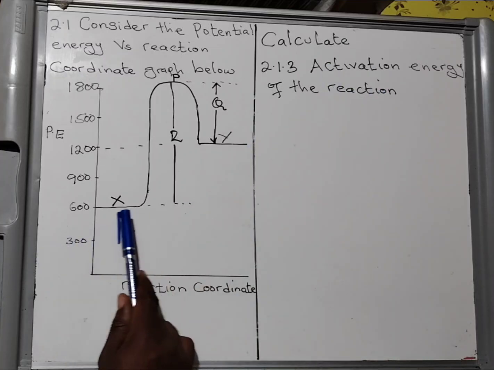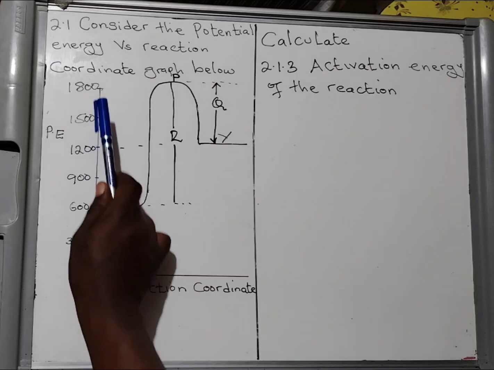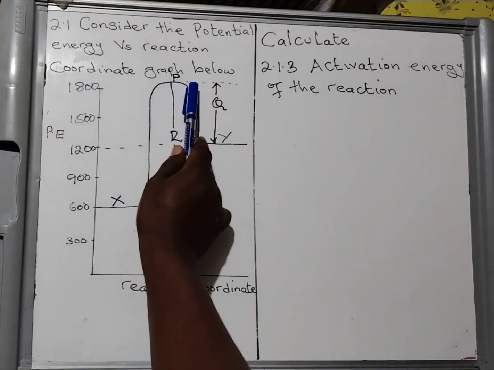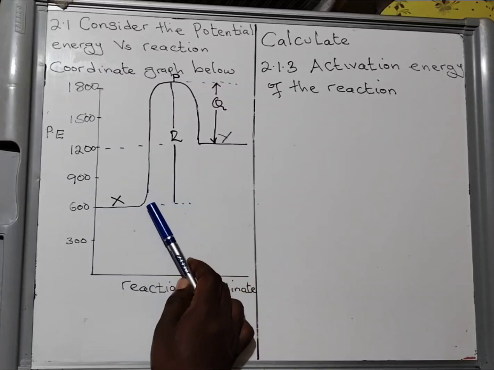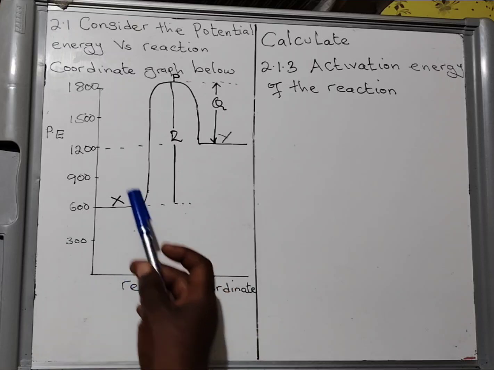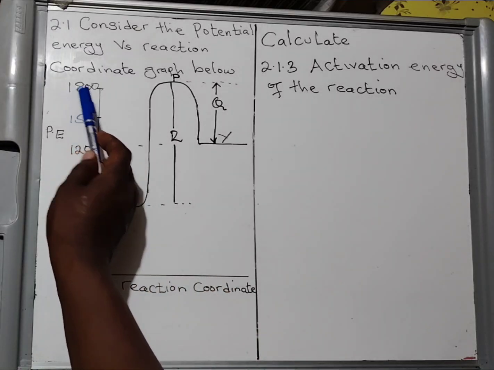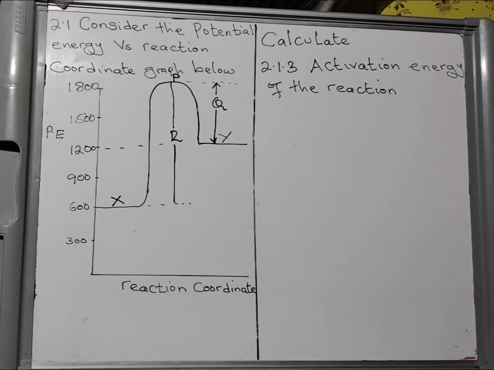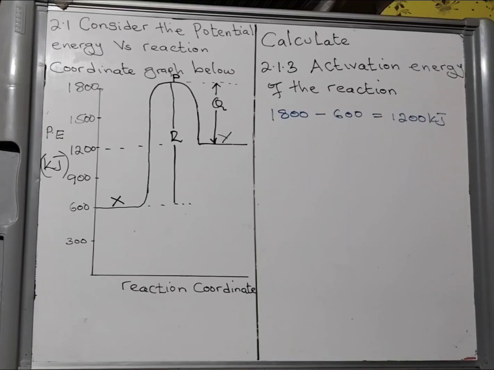So they want activation energy for the forward direction. And how do you take it? It is going to be the peak, where the activated complex is, minus where the reactants are. So in other words, it's going to be 1800 minus 600. So that is that. Let's go to the next question.